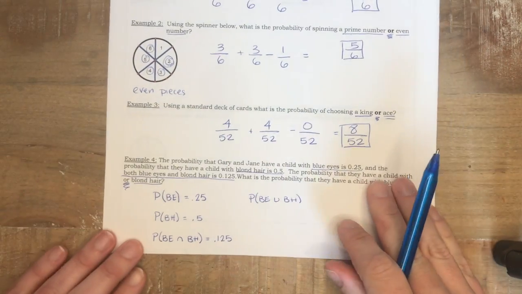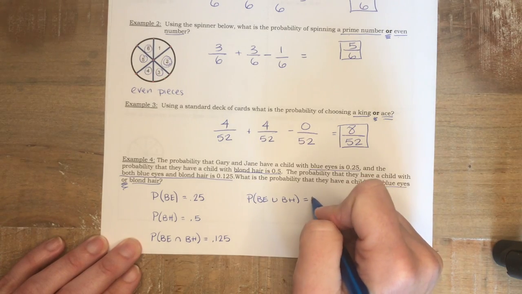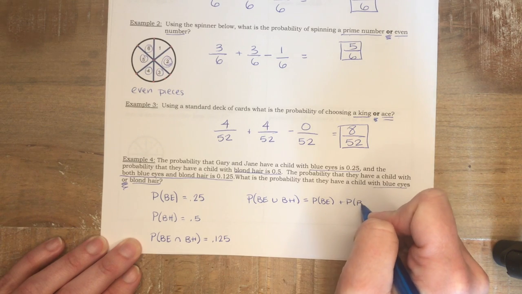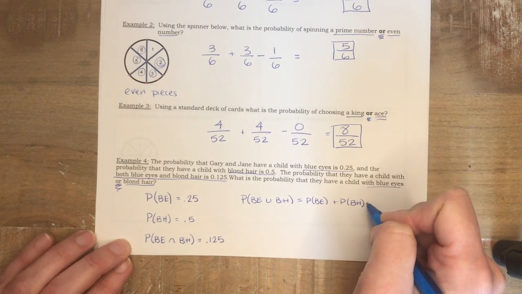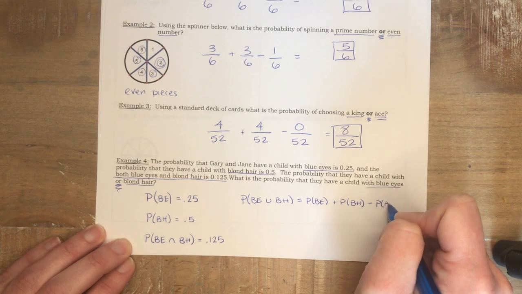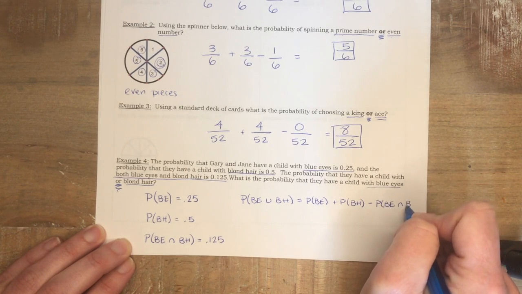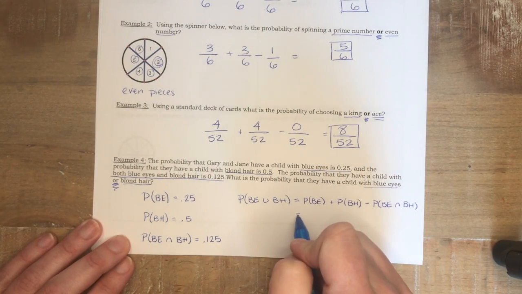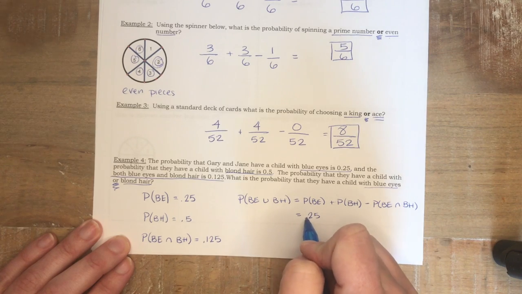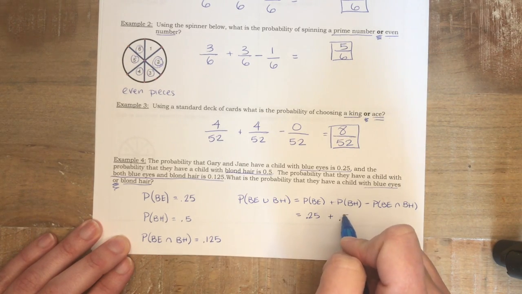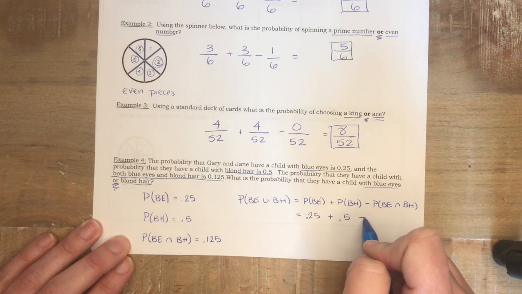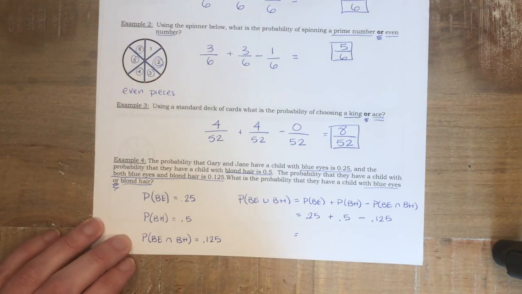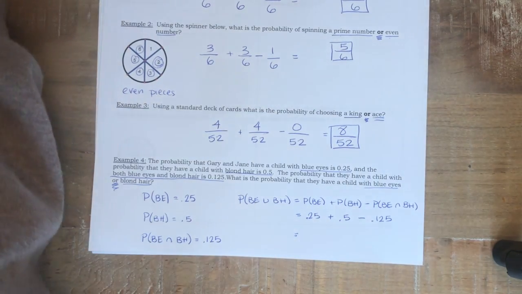Okay, so it's the probability of the first thing, blue eyes, plus the probability of the second thing, blonde hair, minus the probability that they both happen, and then I'm just going to plug it in. So the probability of blue eyes is 0.25, plus the probability of blonde hair is 0.5, and then take away the probability of both, 0.125. Okay? So plug that into your calculator.